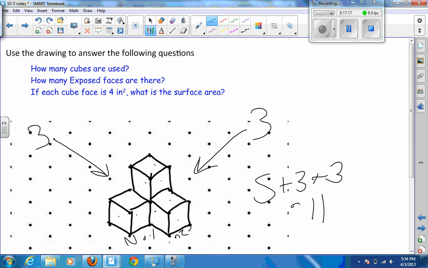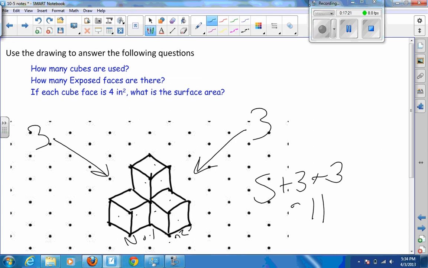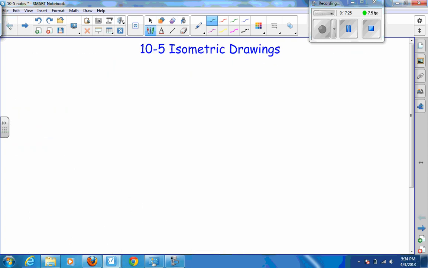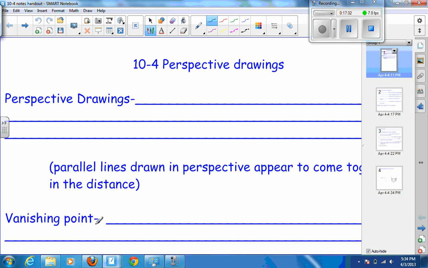Pretty much that is it for these lessons, guys. Those are the things that I wanted you to know about isometric drawings and perspective drawings. We will go over some more practice problems. If you have more questions on this stuff, please make sure that you ask them when I come back on Friday.